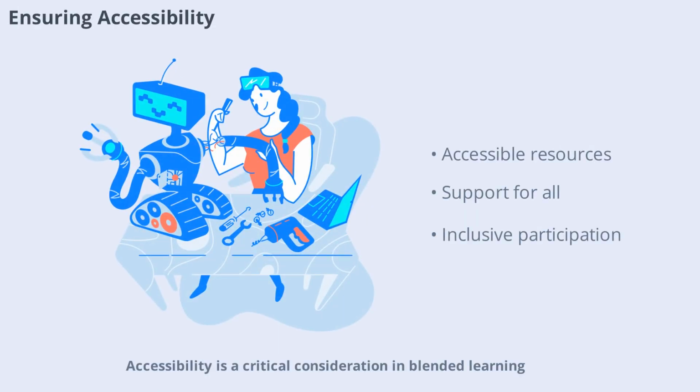Accessibility is a critical consideration in blended learning. Ensure that all students have access to the necessary technology and resources. Use accessible formats for digital content, such as captions for videos and screen reader-friendly documents. Provide alternatives for students with special needs and offer support to overcome any barriers. Prioritizing accessibility ensures that every student can participate fully in the learning experience.